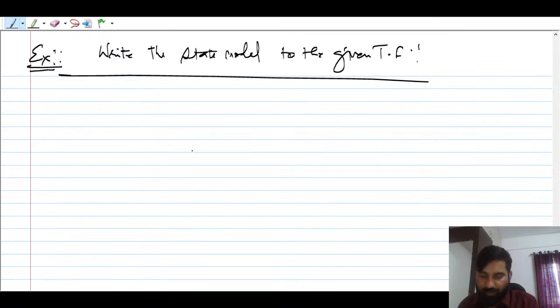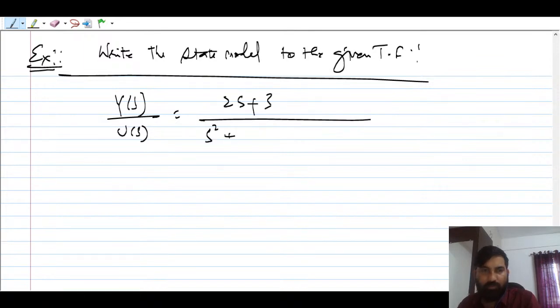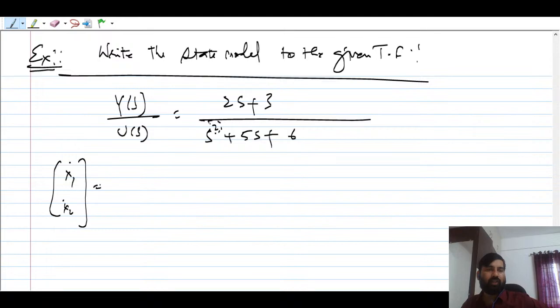Suppose we have got the transfer function Y(s) upon the input U(s). In this state model, the output is y and the input is u. It is given as 2s plus 3 upon s square plus 5s plus 6. You see how quickly we can write this. What is the order of this characteristic equation? You can see the maximum degree here is 2, so the number of state variables is going to be 2 also. So you can say x1 dot, x2 dot.